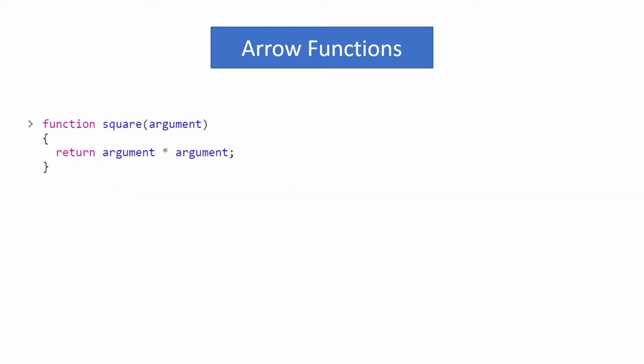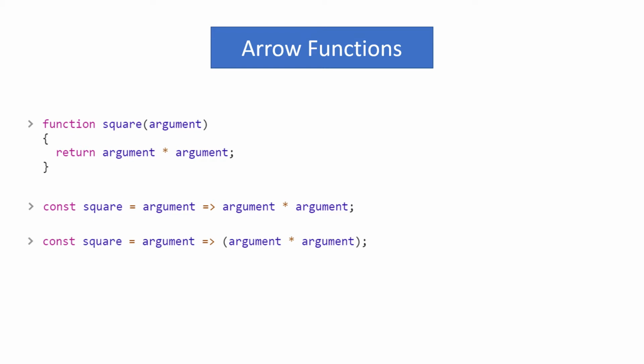Likewise, this is the same as this. You can also surround the return statement with round brackets. This is useful when you want to break your function into more than one line. It is also useful when you want to make your code clearer, as we'll see later on. Anyhow, this is the shortest form of arrow functions.